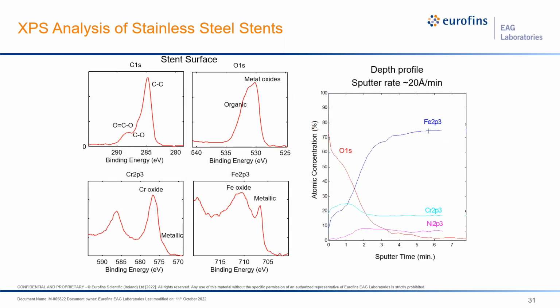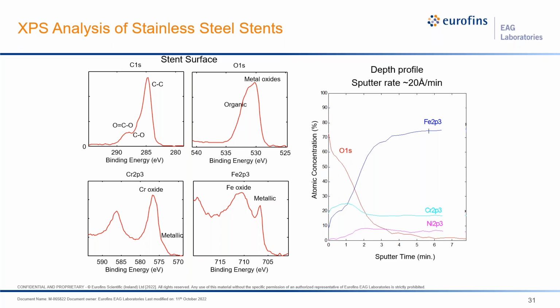This slide from the same spot contains high-resolution spectra from the 4 most abundant elements. And it's important to notice that chrome and iron, the alloy components, are present in 2 chemical states, metallic and oxidized.